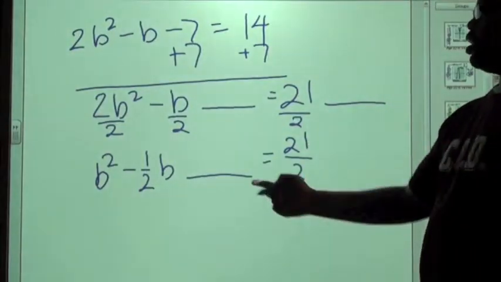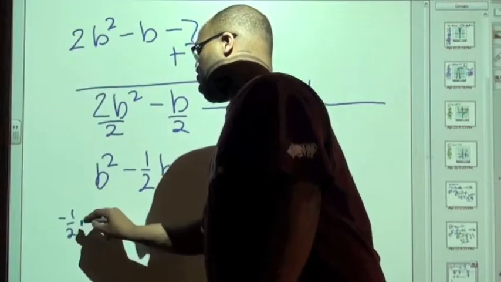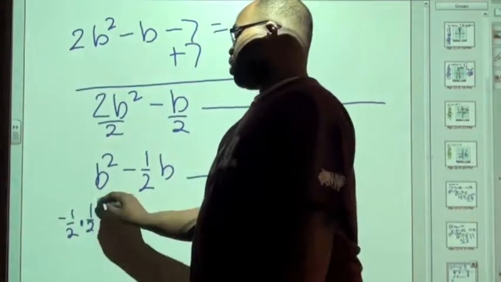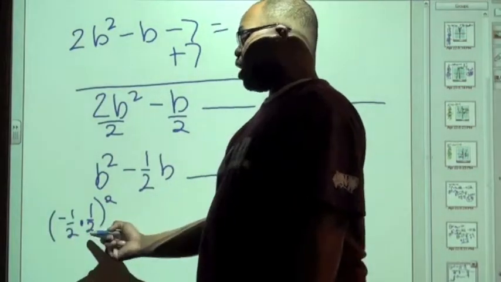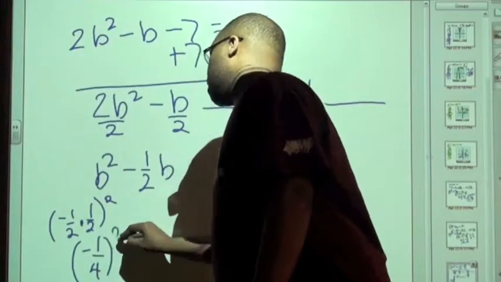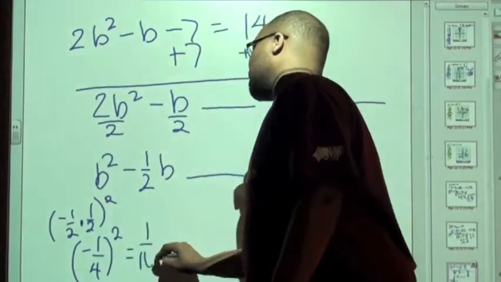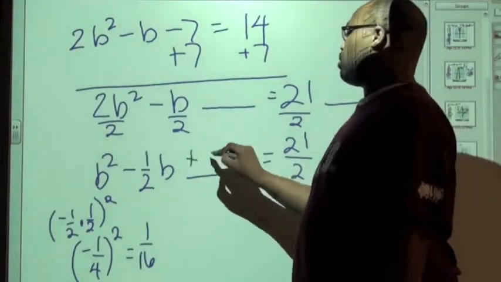All right. Half of b, half of a negative 1/2, squared. Half of a negative 1/2 is a negative 1/4. Squared is a positive 1/16. So I'm going to add 1/16 to both sides.